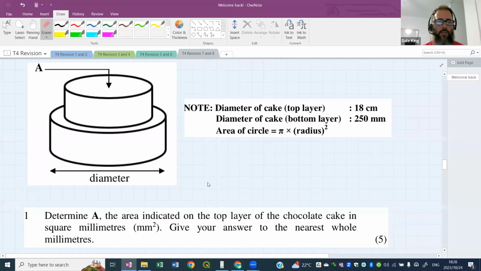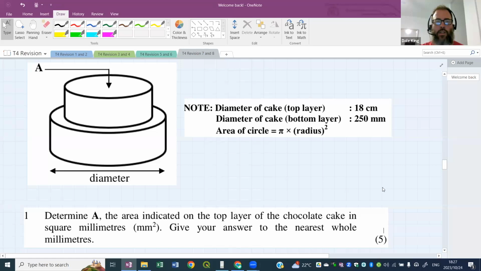Okay, but let's see what they have. Determine the area indicated on the top layer of the chocolate cake in square millimeters. Give your answer to the nearest whole millimeter. All right, read it again. Determine the area of the top of the cake in millimeters squared and give your answer to the nearest whole millimeter. All right, I'm going to let you guys try this one. It's not that bad.